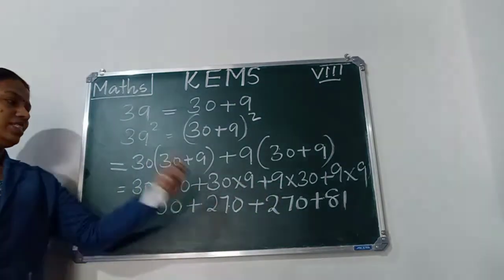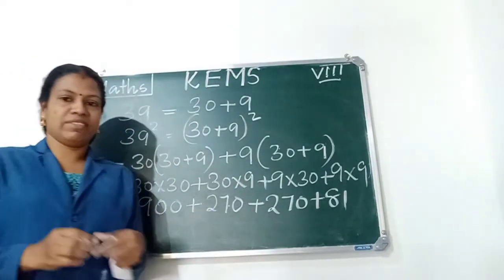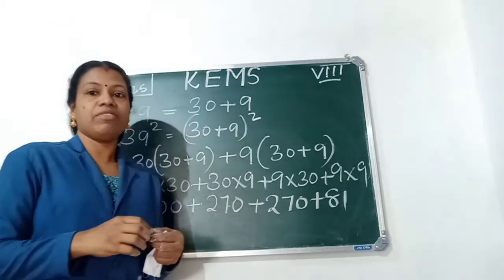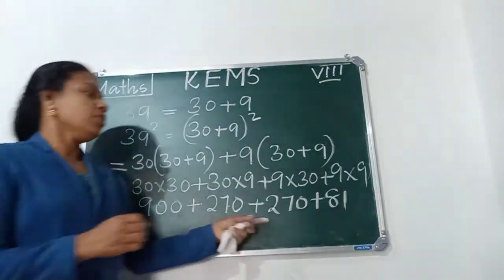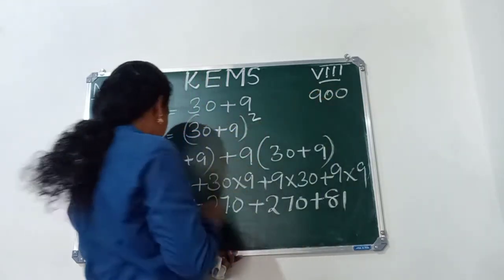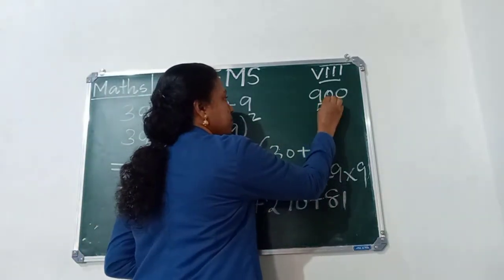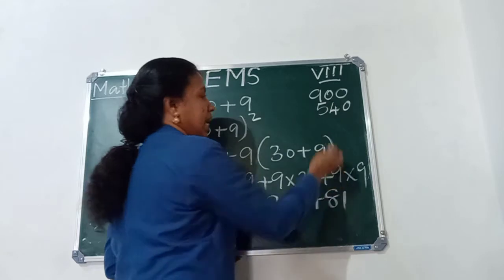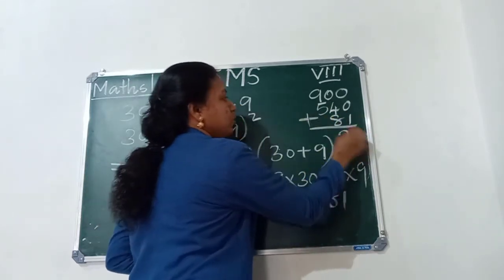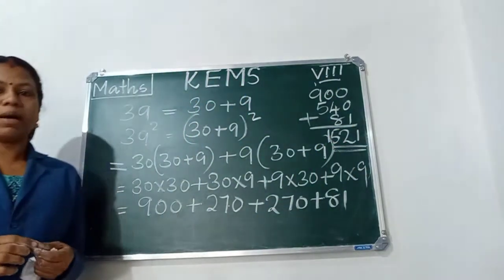Now add these numbers. 900 plus 270 plus 270. 270 plus 270 is 540. First number 900, and these two terms become 540. Then the last term 81. Add these three numbers: 900 plus 540 is 1440, plus 81 is 1521. So this is the square of the number 39.